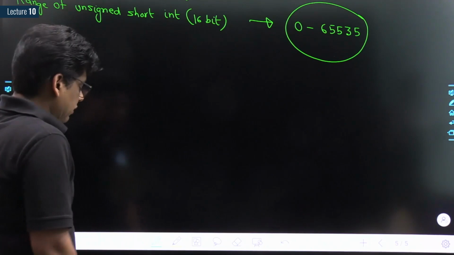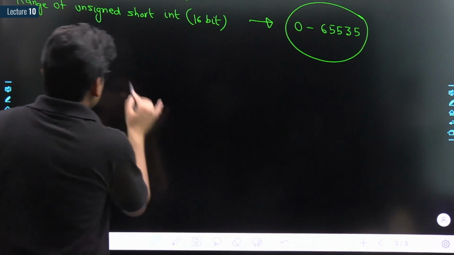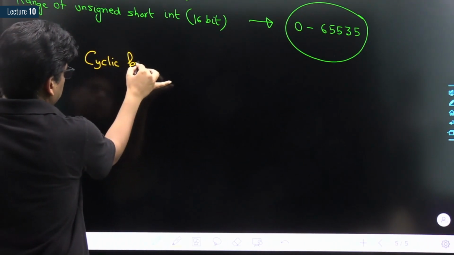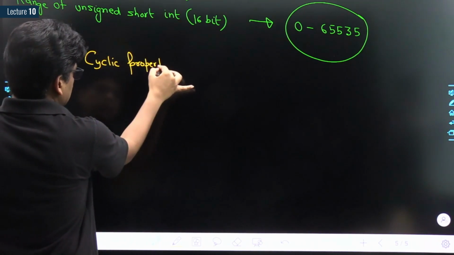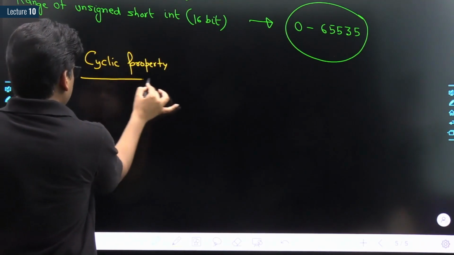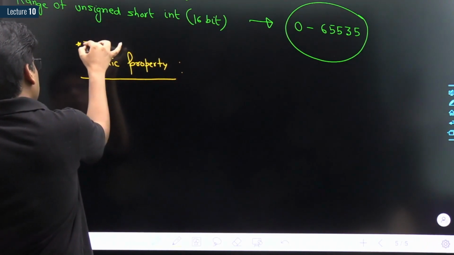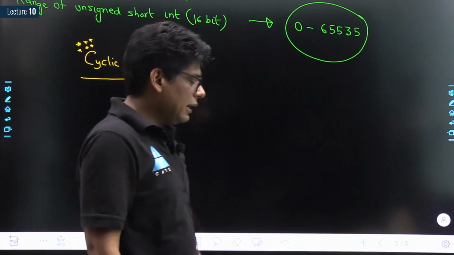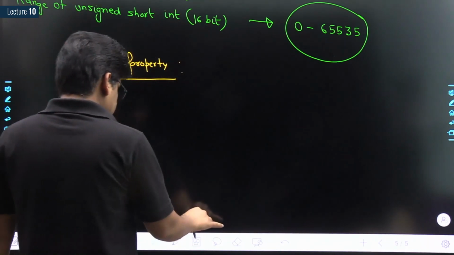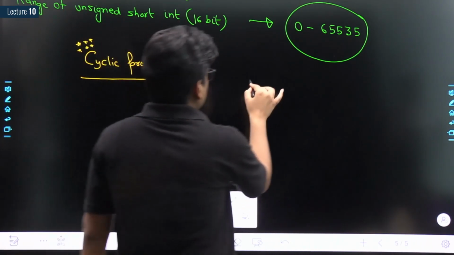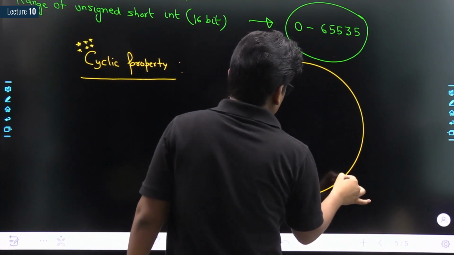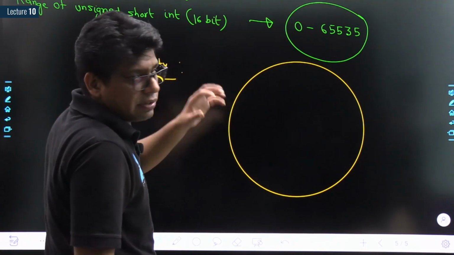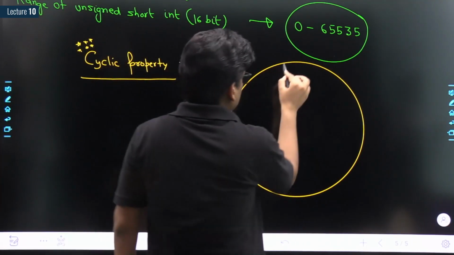Sir, in C programming, we need to understand something called the cyclic property of integer data types. Cyclic property of data type. Sir, what is cyclic property? This is a very important topic. Let's understand it. Sir, we have values from 0 to 65535. Let us understand this circle.